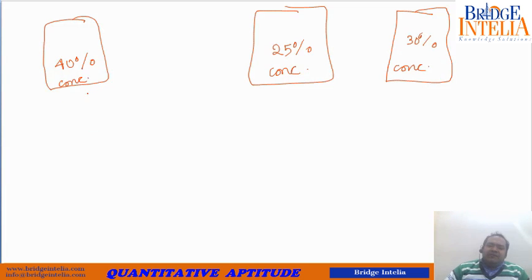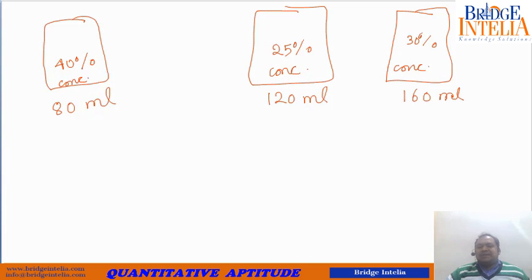So if you are taking, let's say, 80 ml of this liquid, 120 ml of this liquid and 160 ml of this liquid, and mix them up so that they become one single solution, and someone asks what is the final percentage concentration in the final solution, these kind of questions are known as mixing of mixtures.